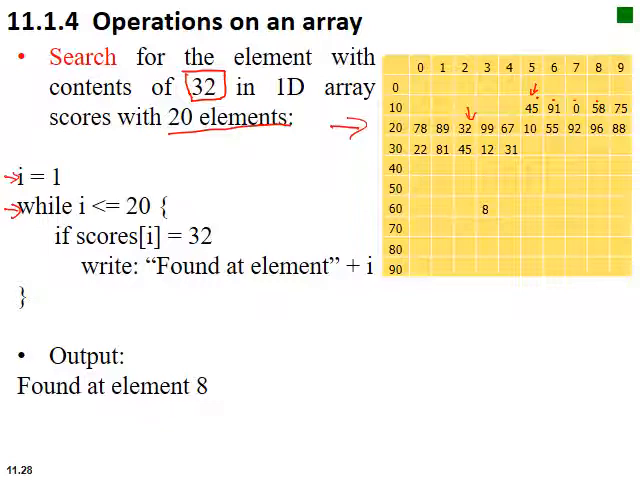If that's so, then we check, is this score I, so if I is 1, we're talking about that element, is score 1, which is 45 in the first case, is that equal to 32? If so, we're going to find the element at position I. But we know now it's not, so this if will not execute. Then we're at the end of the loop.